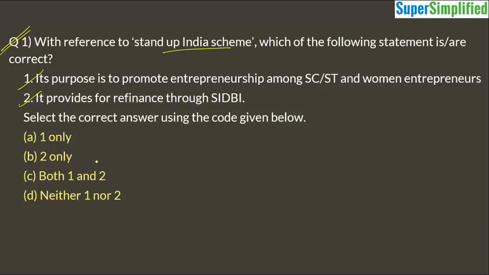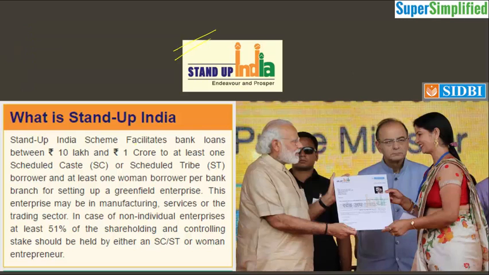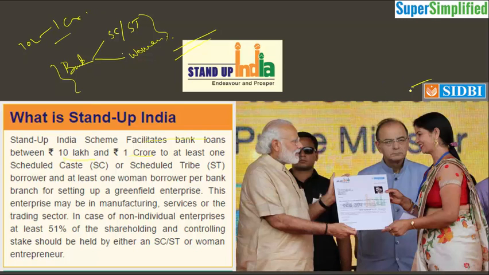Before going to the answer, I'll give you some important points about this particular scheme. So this scheme basically facilitates bank loans between 10 lakh to 1 crore to at least one scheduled caste or scheduled tribe borrower and at least one woman borrower per bank branch for setting up a greenfield enterprise, a new enterprise, right? So every bank branch has to give 2 loans, basically minimum 2 loans, one to the SC/ST candidate, right, and one to a woman candidate. Okay, so this is the entire scheme here. The loan ranges from 10 lakhs to 1 crore, right? And SIDBI is a partner here, right?